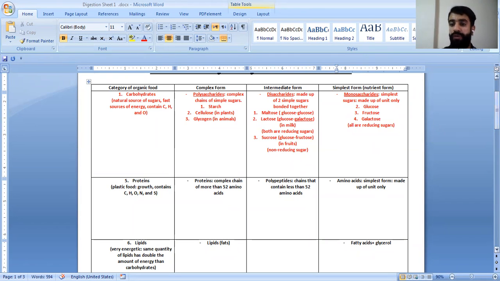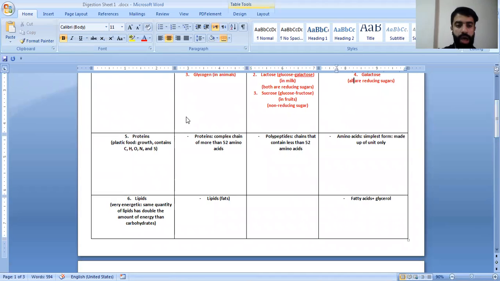Now let's move to proteins. Proteins are known to be a plastic food. They are needed for the development of the cells and for growth. That's why those who go to the gym need to eat food that's rich in protein in order to build their muscles and their form and shape. So guys, be excited about this.